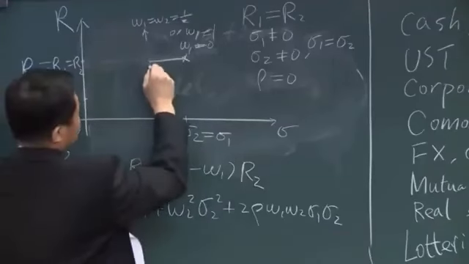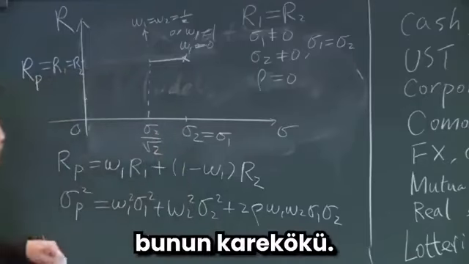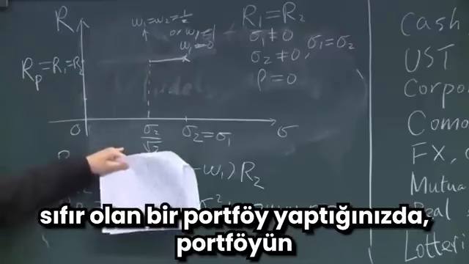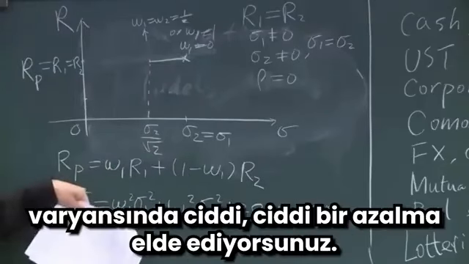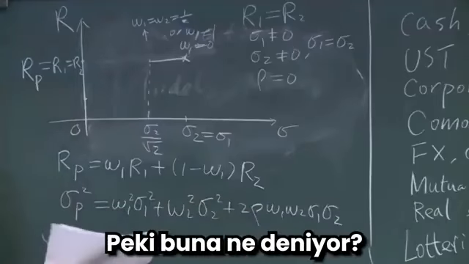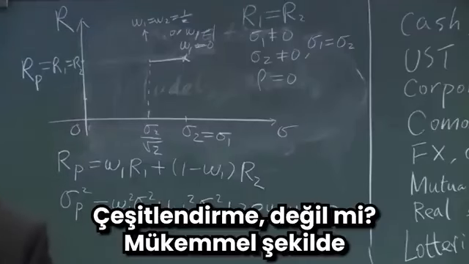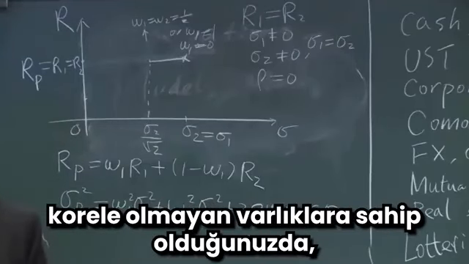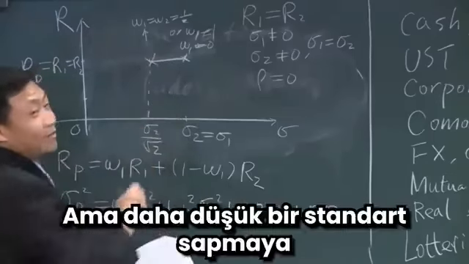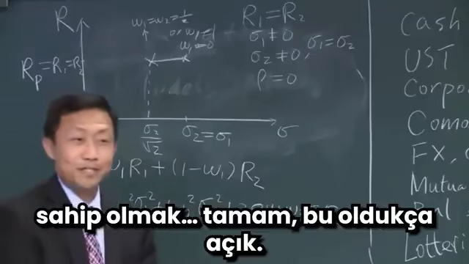So you get the square root of that. So you actually have a significant reduction of the variance of the portfolio by choosing half and half, zero correlated portfolio. So what's that benefit called? Diversification, right? When you have less than perfectly positively correlated assets, you can actually achieve the same return but with a lower standard deviation. I'll say, okay, that's fairly straightforward.